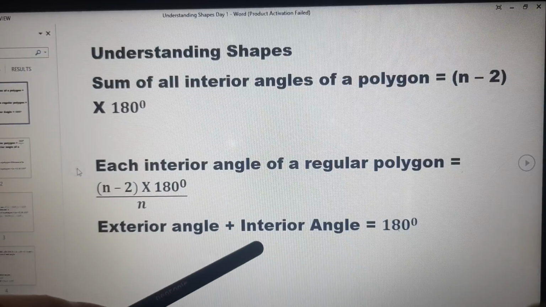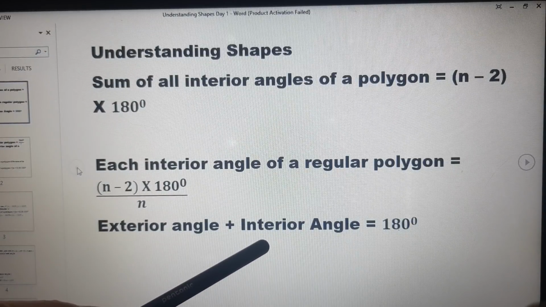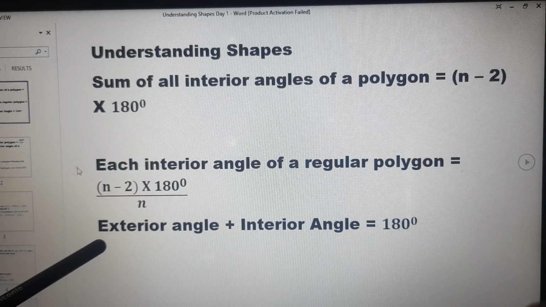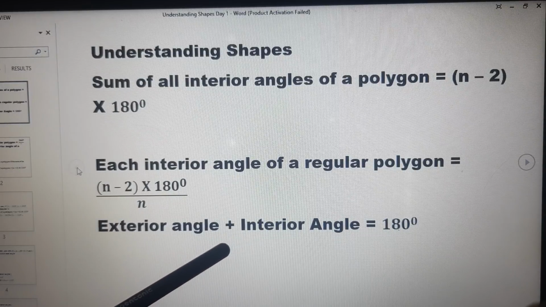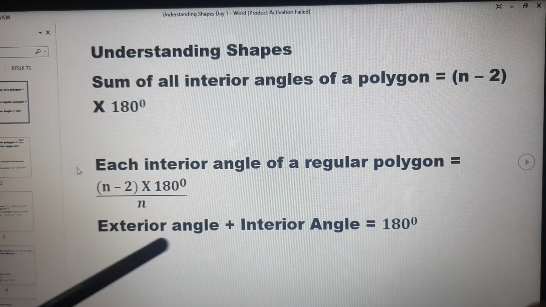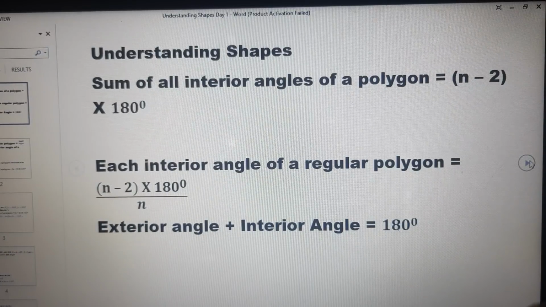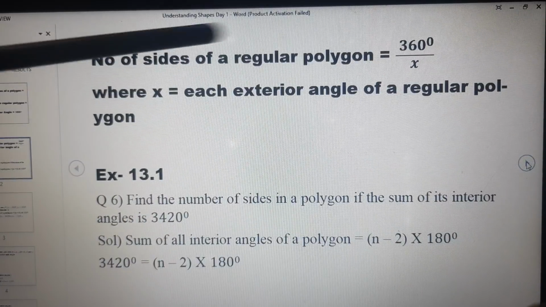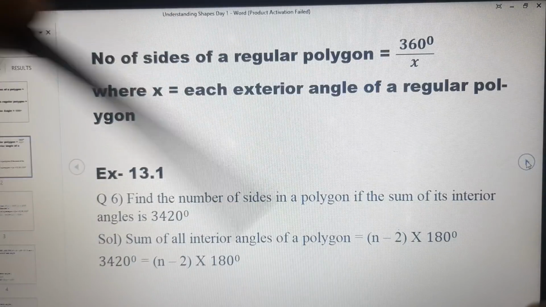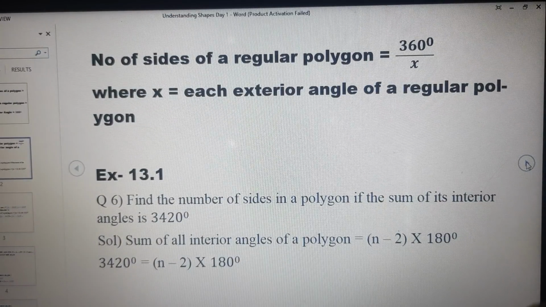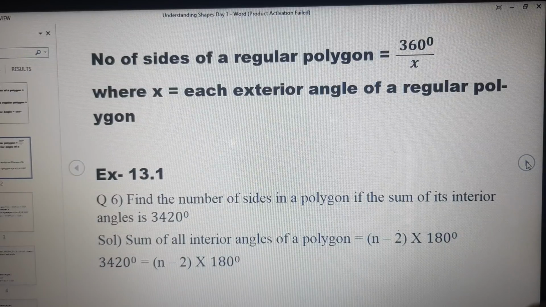And in a few of the questions, they'll give the interior angle. So with the help of this formula, exterior angle plus interior angle is equal to 180 degree, first we'll calculate the exterior angle, and then we will put in the formula n is equal to 360 divided by x, and we'll get the number of sides. Let us do a few of the questions of this exercise.